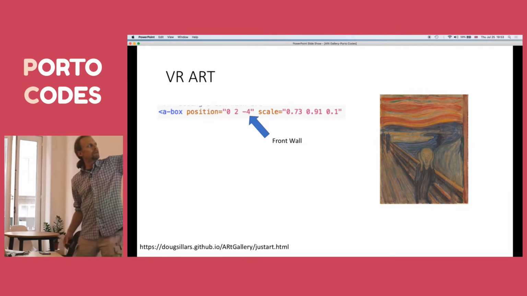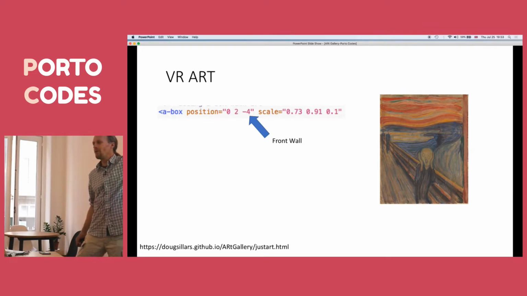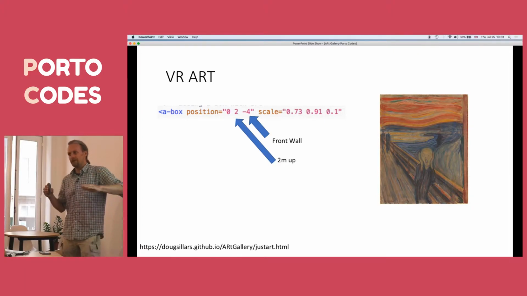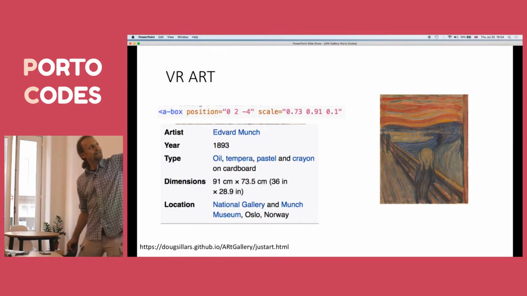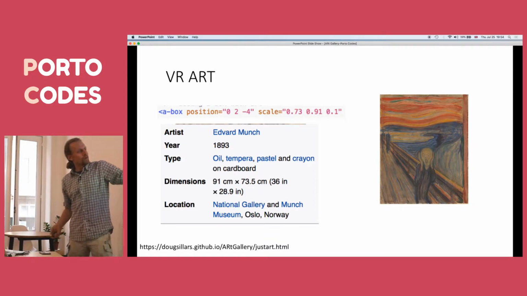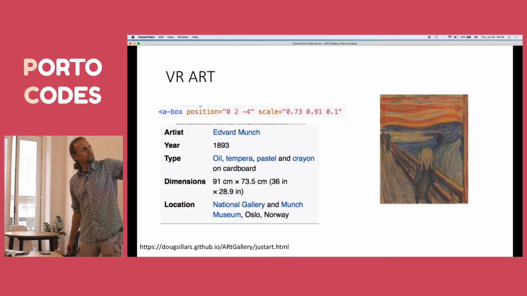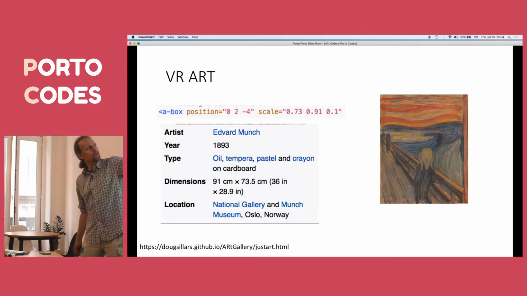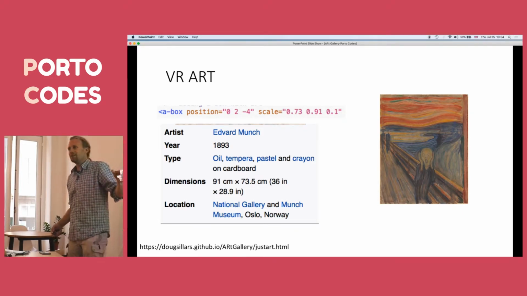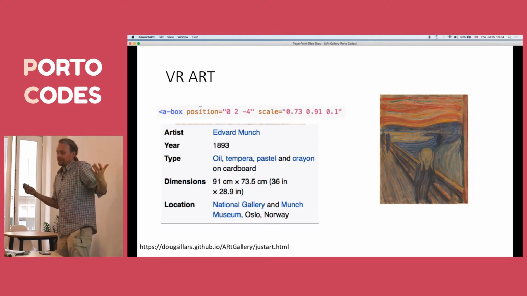So basically, I put it at -4, so it's on the front wall. I put it 2 meters up, so it's hanging on the wall. You wouldn't put Scream on the ground, right? I mean, this is a priceless work of art. And the way I decided the size was, according to Wikipedia, it's 91 centimeters tall and 73 centimeters wide. And then I just gave it a little bit of thickness so that it looked like art.